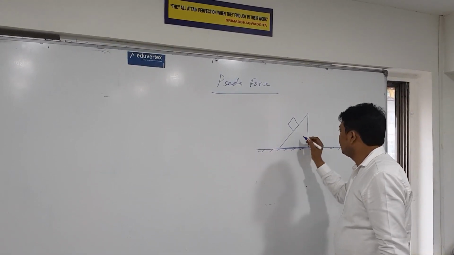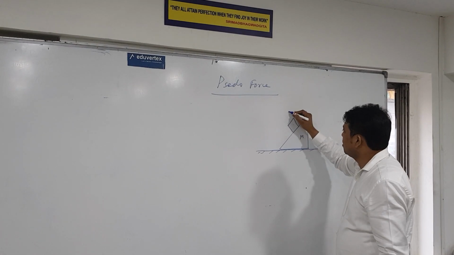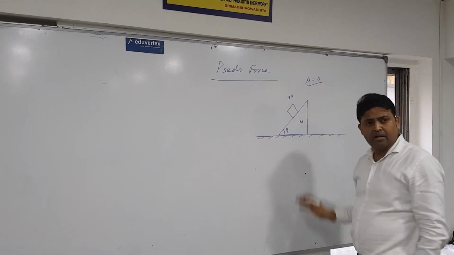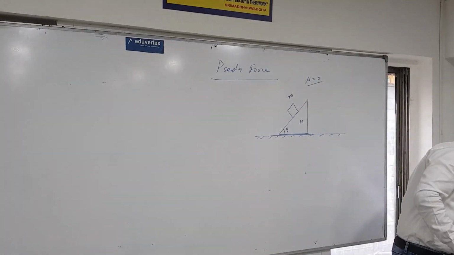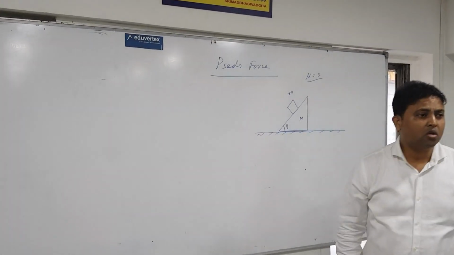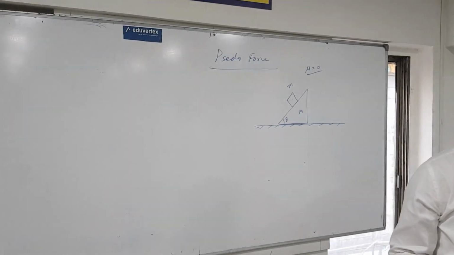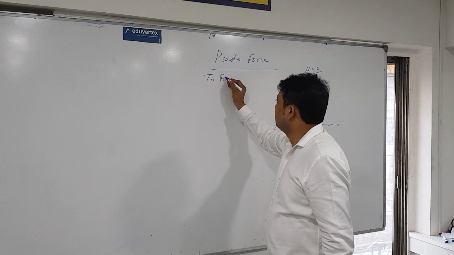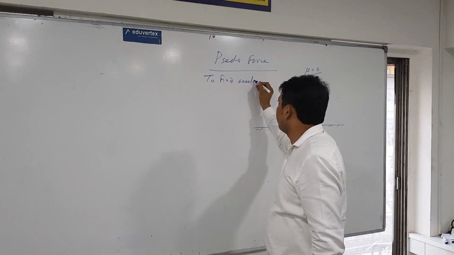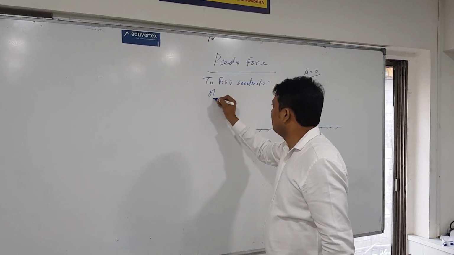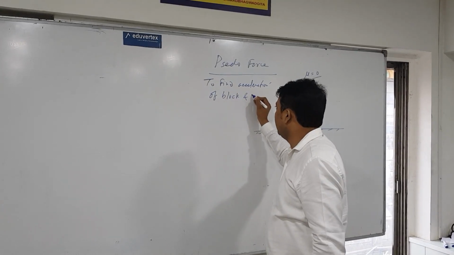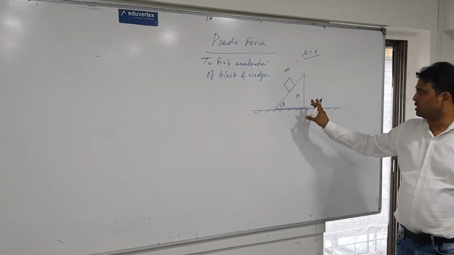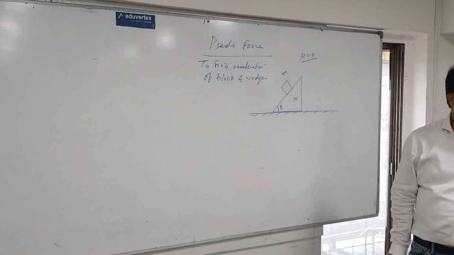Consider a wedge of mass M and a block of mass small m and angle theta. Let all the contacts have no friction, all the surfaces are smooth. You have to find the acceleration of block and wedge. So the question is, you have to find acceleration of block and wedge, right? Suppose at some time t0 the motion starts.